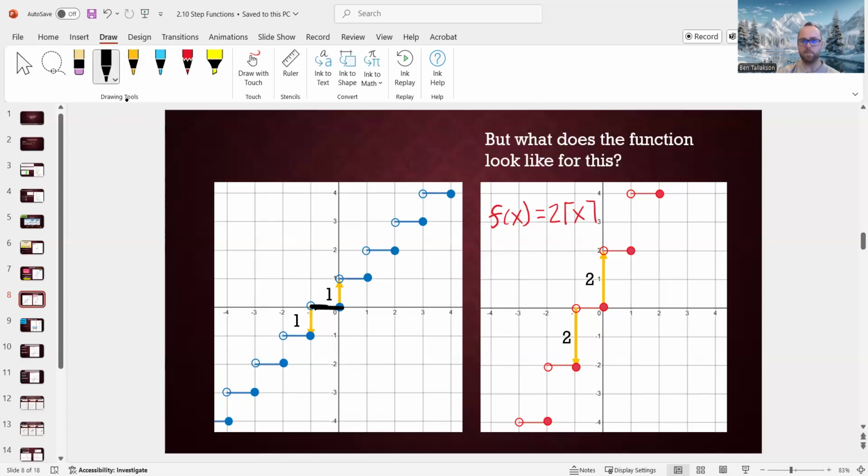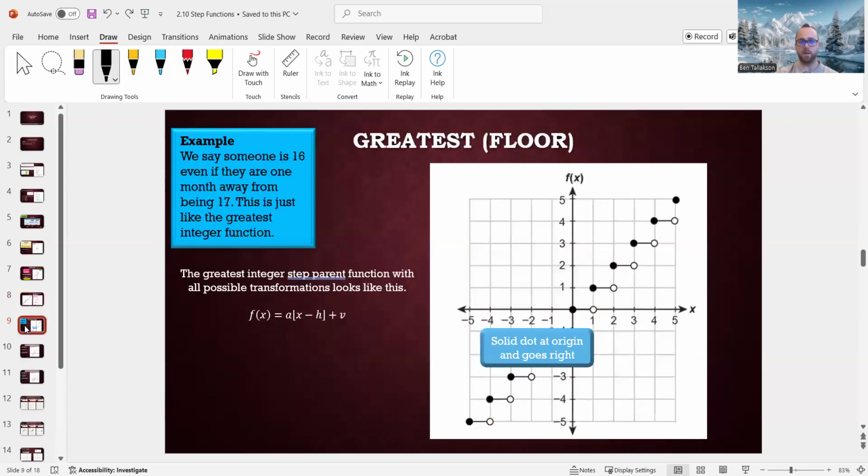Notice the first step is in the same place, but obviously these steps are much steeper, right? And we already talked about what the function looks like. You see it again right there. And we know H and B, that's just going to move things left, right, up, and down.